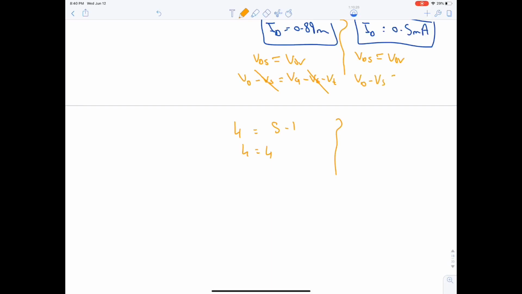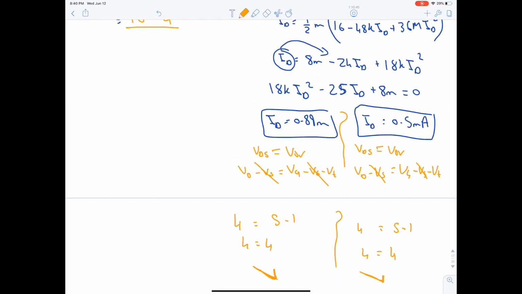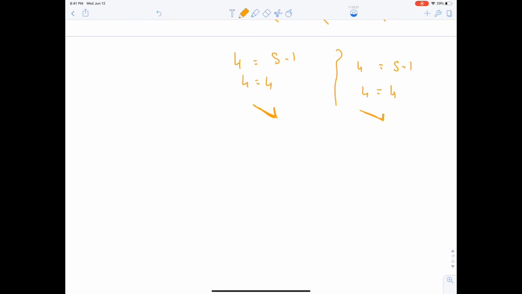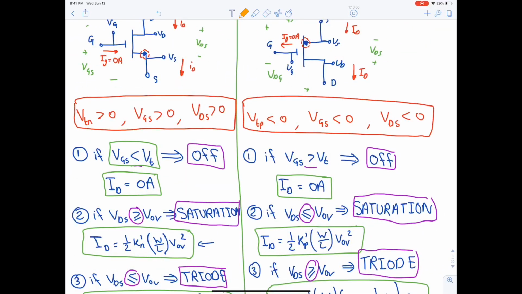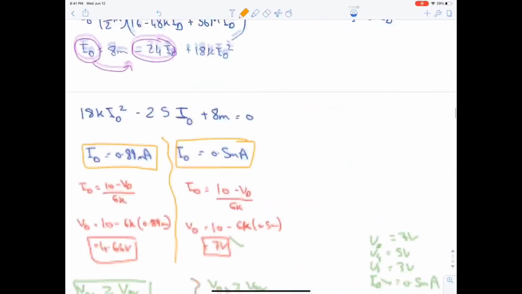VD minus VS, VG minus VS minus VT. S and S, they cancel each other out. So here 4 equal to 5 minus 1, 4 equal to 4. So both of them are edge of saturation. So if they are in edge of saturation, then it's not greater than nor is it less than, because they are equal. This means that the only check left is the cutoff. What is the check for cutoff? Check for cutoff in NMOS is VGS less than VT.